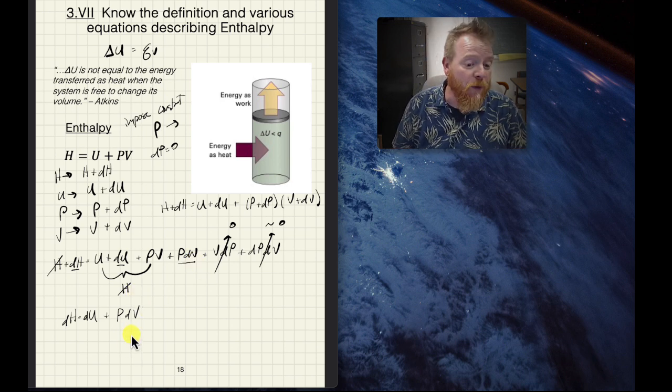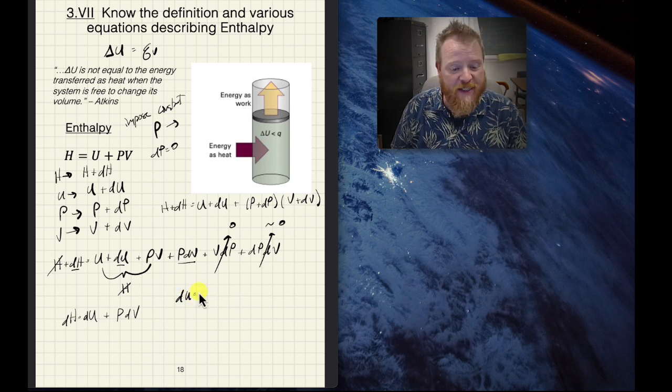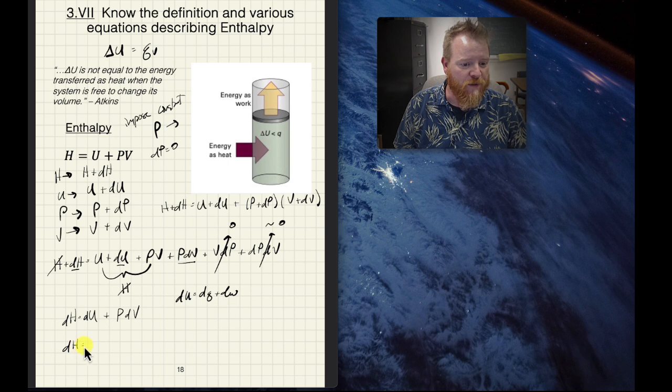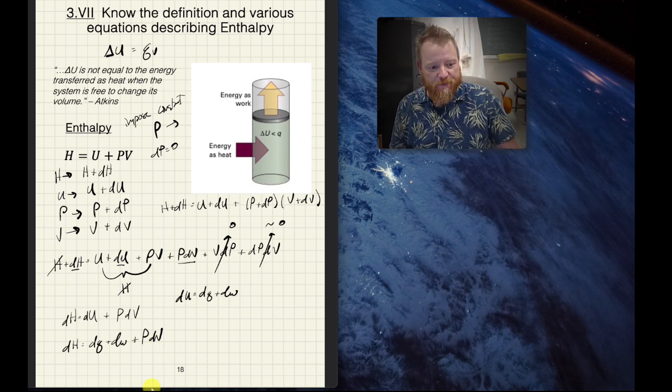So we've got to remember the first law. Always, when in doubt, remember the first law that says dU equals dQ plus dW. So let's replace dU with the first law. So we've got dH equals dQ plus dW plus PdV.